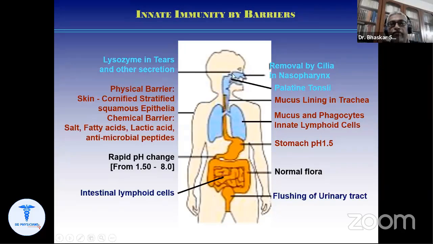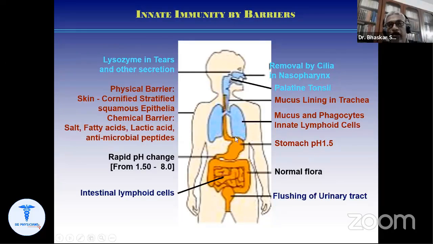And then in the trachea, we have this ciliated epithelium. So this cilia can remove the pathogens. And then we have tonsils, as was introduced yesterday by Dr. Dando. So these tonsils have these different lymphoid, the assembly of cells, and that can take care of these pathogens. And then we have the mucous lining in trachea, and mucus and phagocytes on the innate lymphoid cells in lung, including these alveolar macrophages.